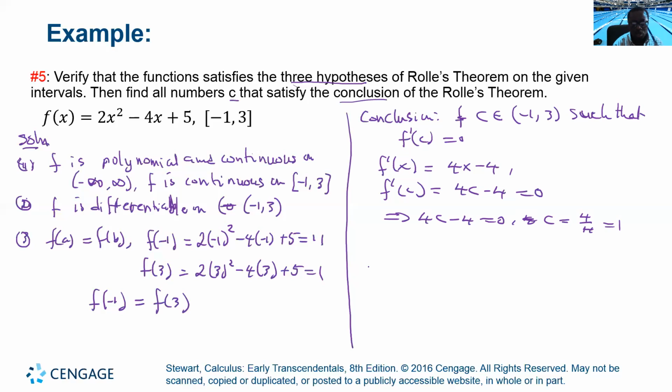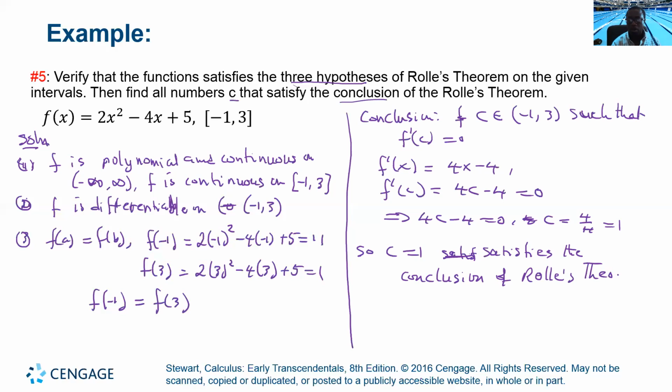So we see that c equal to 1 satisfies the conclusion of Rolle's theorem. So you see that first the hypotheses 1, 2, and then 3, and then therefore the conclusion. Now here is another example.